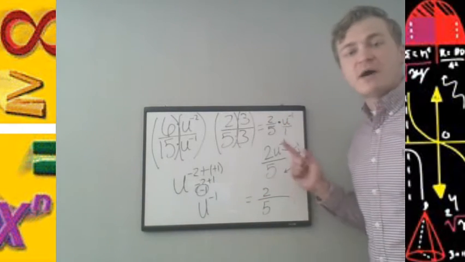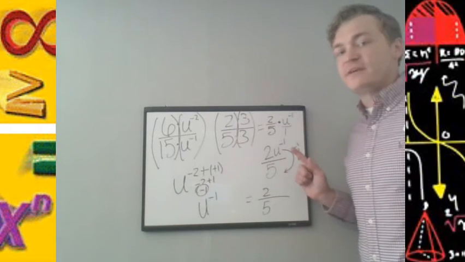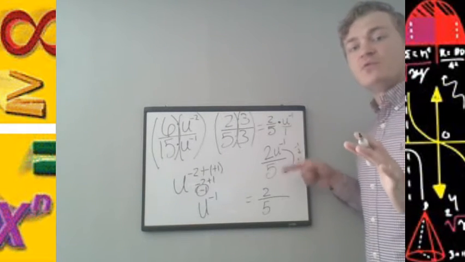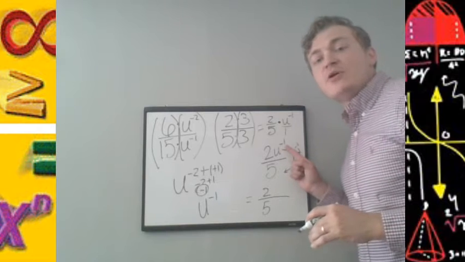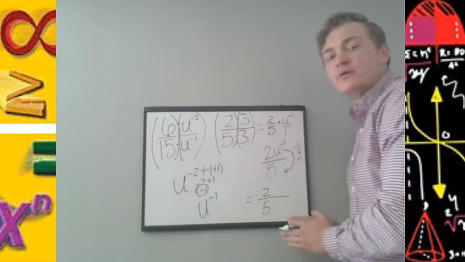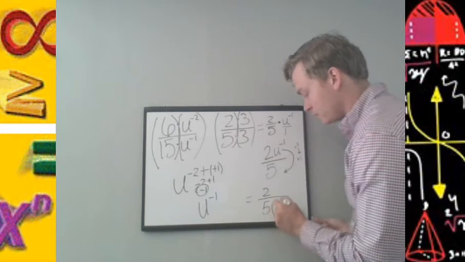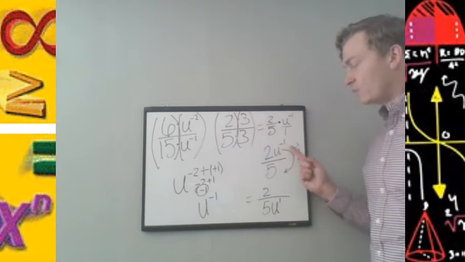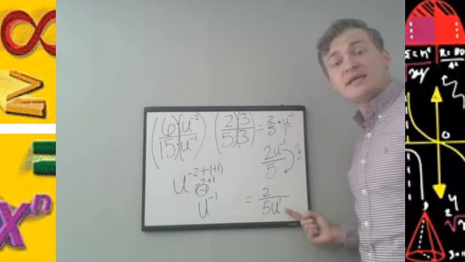So the 2 and the 5, my real numbers, stay exactly where they are. 2/5, that fraction doesn't change. u to the -1, however, the exponent is negative when it's in the numerator. So to make it positive, we need to place it in our denominator. The -1, when placed in the denominator, becomes +1.